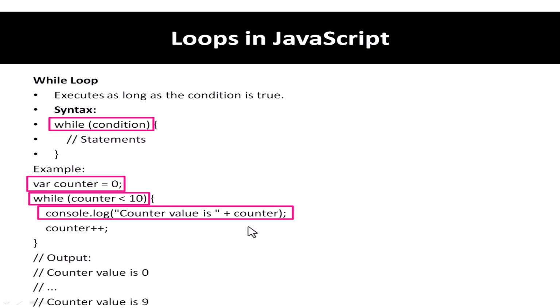So counter is 0, so initially it will be printing 0. Now at the end of the loop, before it is ending, counter will be incremented. Again it will not go for the initialization section, directly it will go to the while loop. So now 1 less than 10, condition is true. So here also it is going to start with 0 and it is going to end with 9 in the console log.